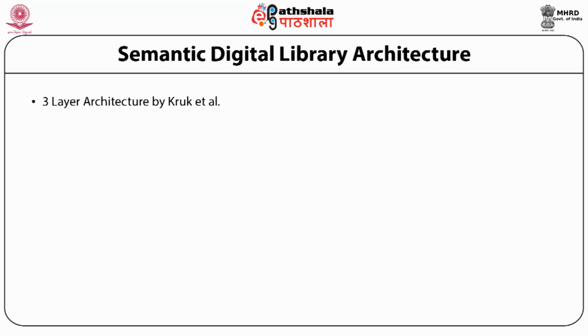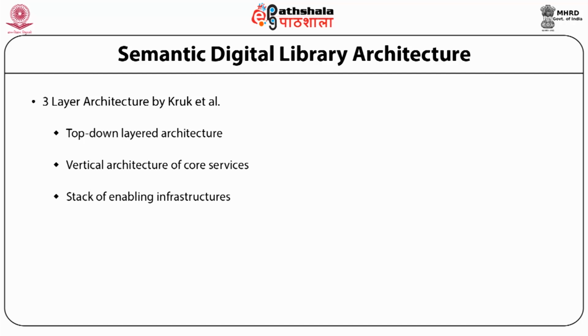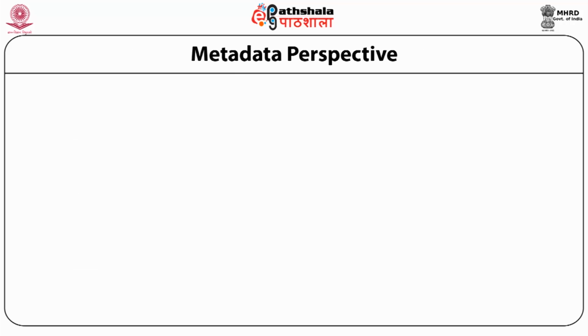Krook and his co-authors have provided the architecture of semantic digital library from three perspectives. One is a top to down layered architecture, second is a vertical architecture for core services, and a stack of enabling infrastructures. So this architecture has been derived based on the metadata perspective and user perspective of semantic digital library. So first we will discuss the metadata perspective.